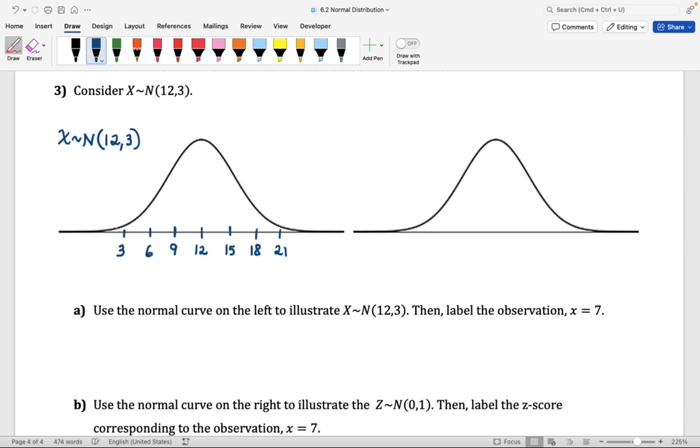Again, we can continue labeling more standard deviations, but I'm just going to stop here. The last thing we need to do is to label the observation x equal to 7. X equal to 7 is between 6 and 9, between the second standard deviation and the first standard deviation on the left. So let's go ahead and just label our observation x equal to 7.